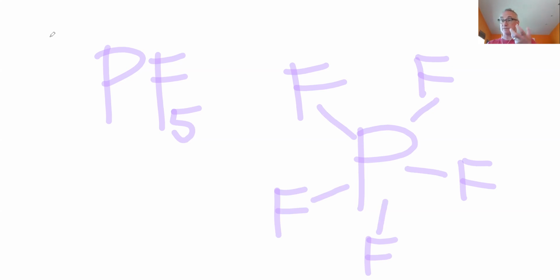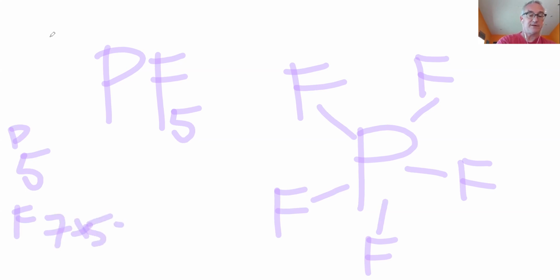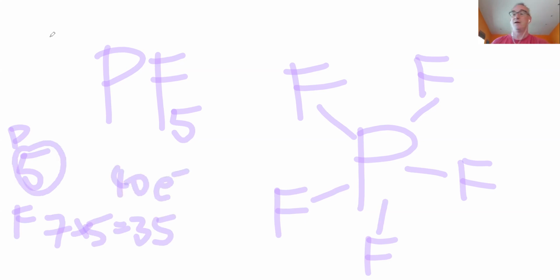Okay, so what's the total number of valence electrons for phosphorus? Phosphorus is not in the 7th group. It's in the 5th group, right under nitrogen. So it has 5. So 5 for phosphorus, and fluorine, as I just mentioned, has 7. And there's 5 of them. So that's 35 and another 5. So that's 40. Man, that's a lot of electrons. 40 electrons to go around.